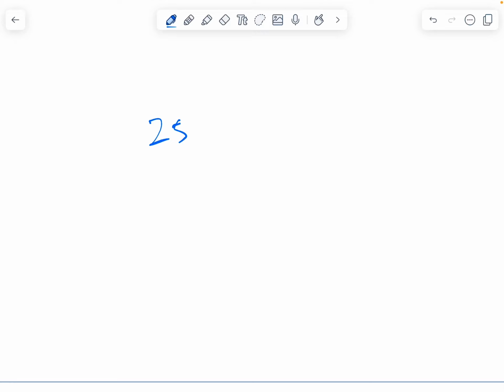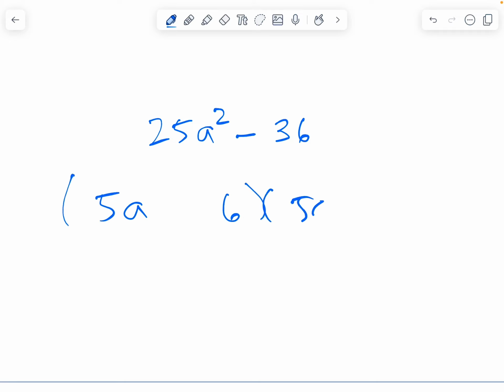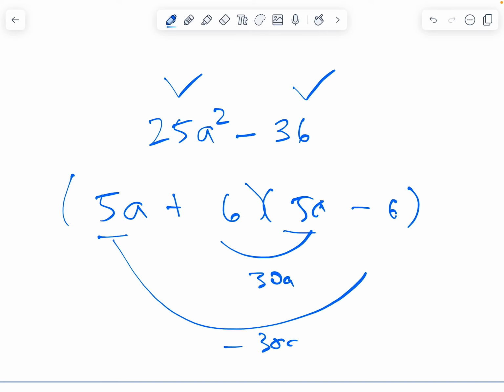What if we had 25a squared minus 36? So square root of 25 is 5. Square root of 36 is 6. That one's plus, that one's minus. 5 times 5, 25, a squared. 6 times negative 6, negative 36. Now the middle term again, we've got this canceling thing going on. Those cancel, and we're done. Okay, do this one on your own right now, guys.